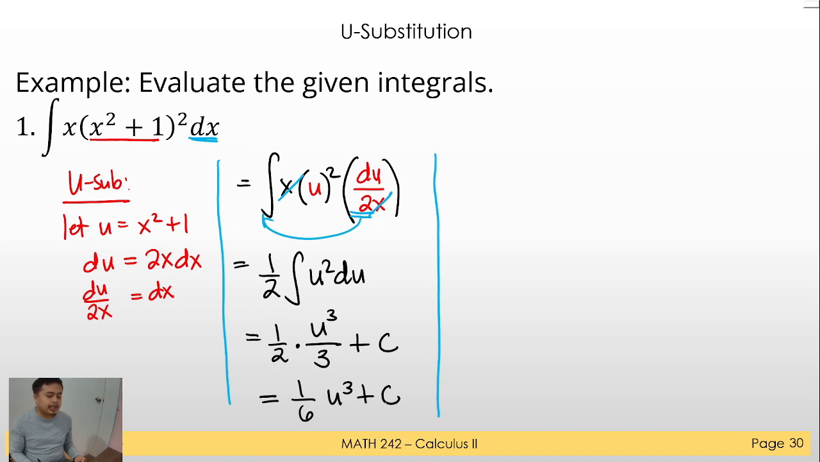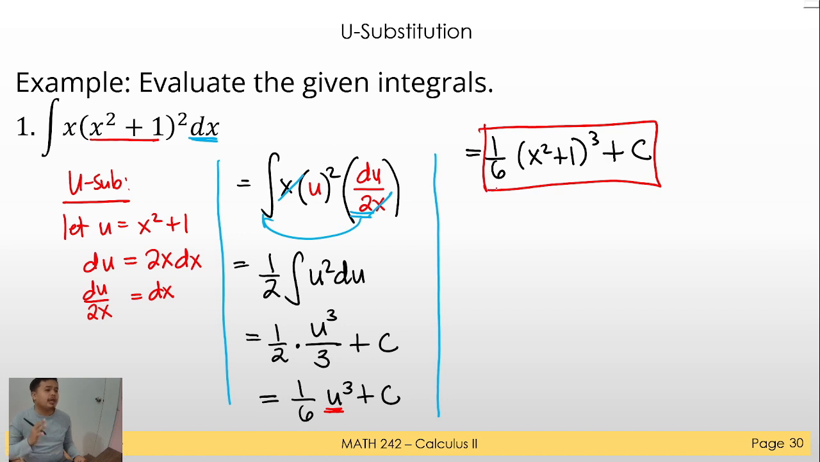And then that is not the end. We have to also replace again this u. This will be equal to 1 over 6 x squared, no? So u is equal to x squared plus 1. We have x squared plus 1 cubed plus c. So this will be your final answer. If you want to check if your answer is correct, find the derivative of this, and this will be your answer. This should be your answer.